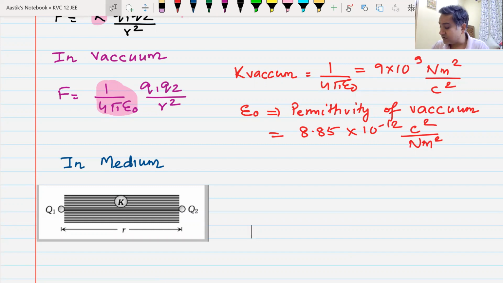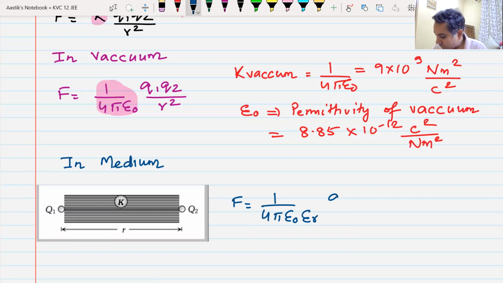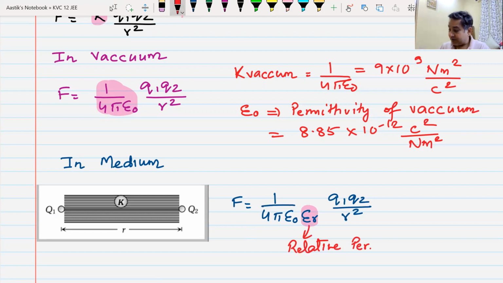I'm not going to use dielectric constant. I'm just going to tell you the formula. The formula now becomes 1 by 4 pi epsilon naught epsilon r Q1 Q2 divided by r square, where this epsilon r is known as the relative permittivity of the medium. We understand this? It is known as relative permittivity of the medium.